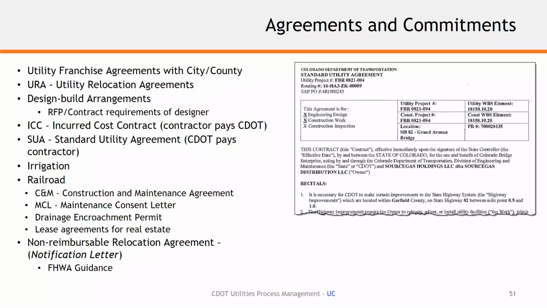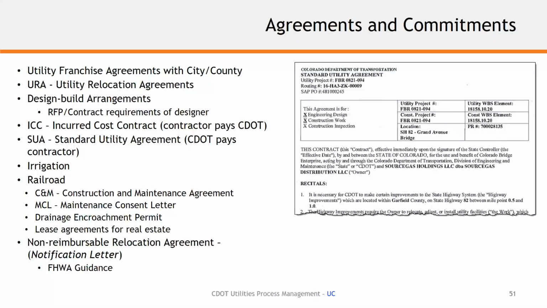And then lease agreements for real estate. We have leases, we have purchases and things like that for permanent easements and things that go along with railroad as well. And then, of course, non-reimbursable relocation agreements, which we consider more of that work plan.